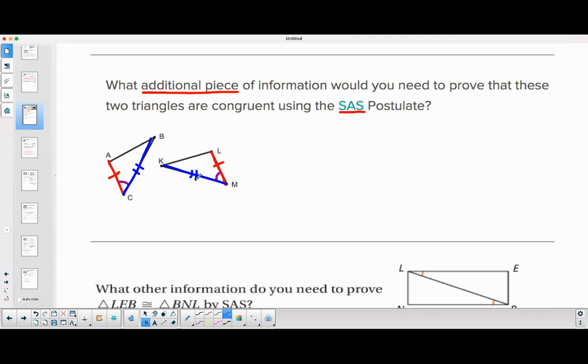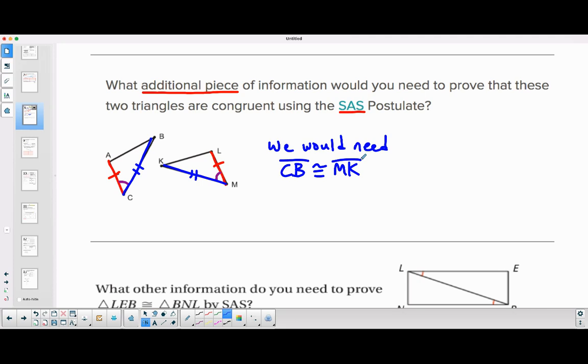So what my answer would be, what additional piece of information I would need, is we would need CB to be congruent to MK.